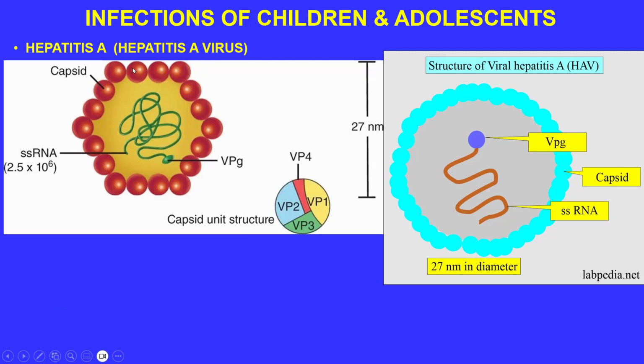Here's hepatitis A. Basically, what you have is a naked virus, meaning it's just composed of a capsid, your proteins, and then you have a single-stranded RNA nucleus in here. Okay? And you can see this out here. Same thing. So the capsid, single-stranded RNA.